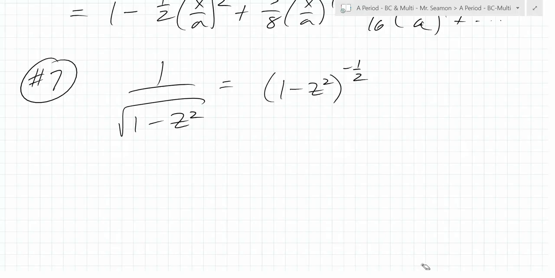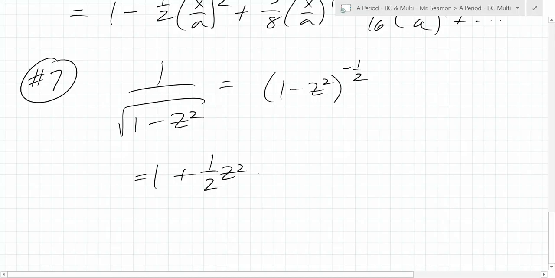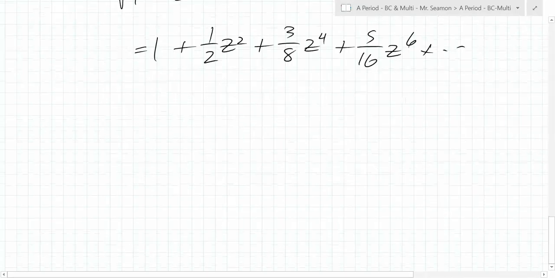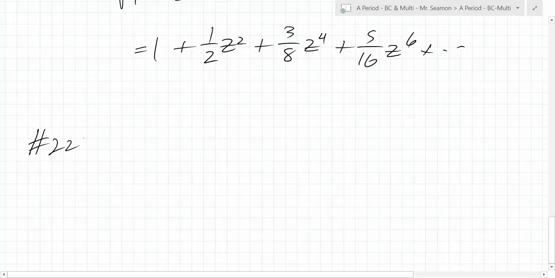I will say that when you simplify it, oh, you have it already, don't you? 1 plus 1 over 2 z squared plus 3/8, hey, look at those same constants, z to the 4th plus 5 over 16 z to the 6th. If you want to work on this, I'd be more than happy to work on it, actually. So this is number 22b.